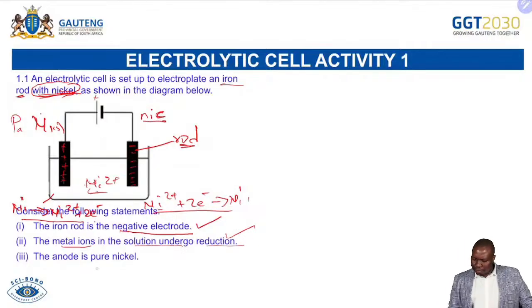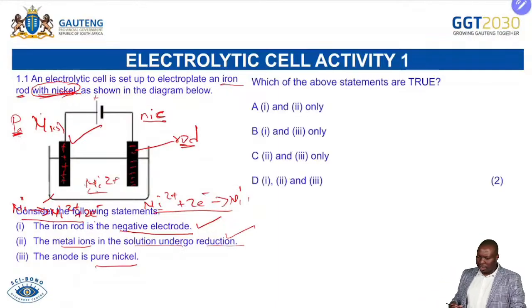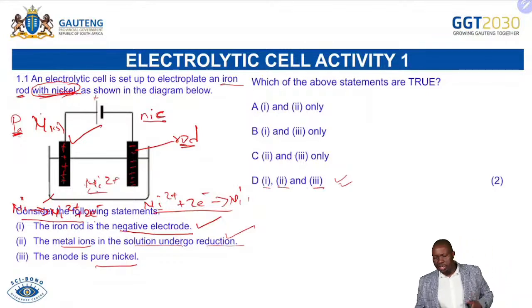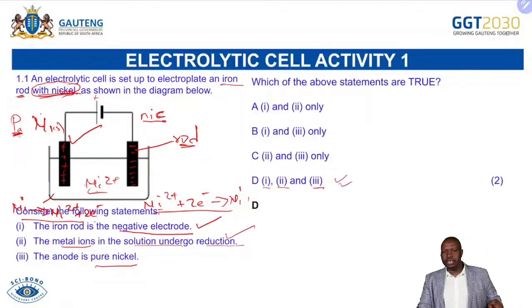The anode is pure nickel. Nickel is the anode, the positive one is nickel. We talked about it. Correct. So you are able to see Roman figures 1, 2, 3. All of them are correct. Therefore, when asked which of the above is true, you say 1, 2, 3. They are all correct. Definitely D is our correct answer. And you are sure because you did the question, you have analyzed it, you have understood it. I hope this helps you.